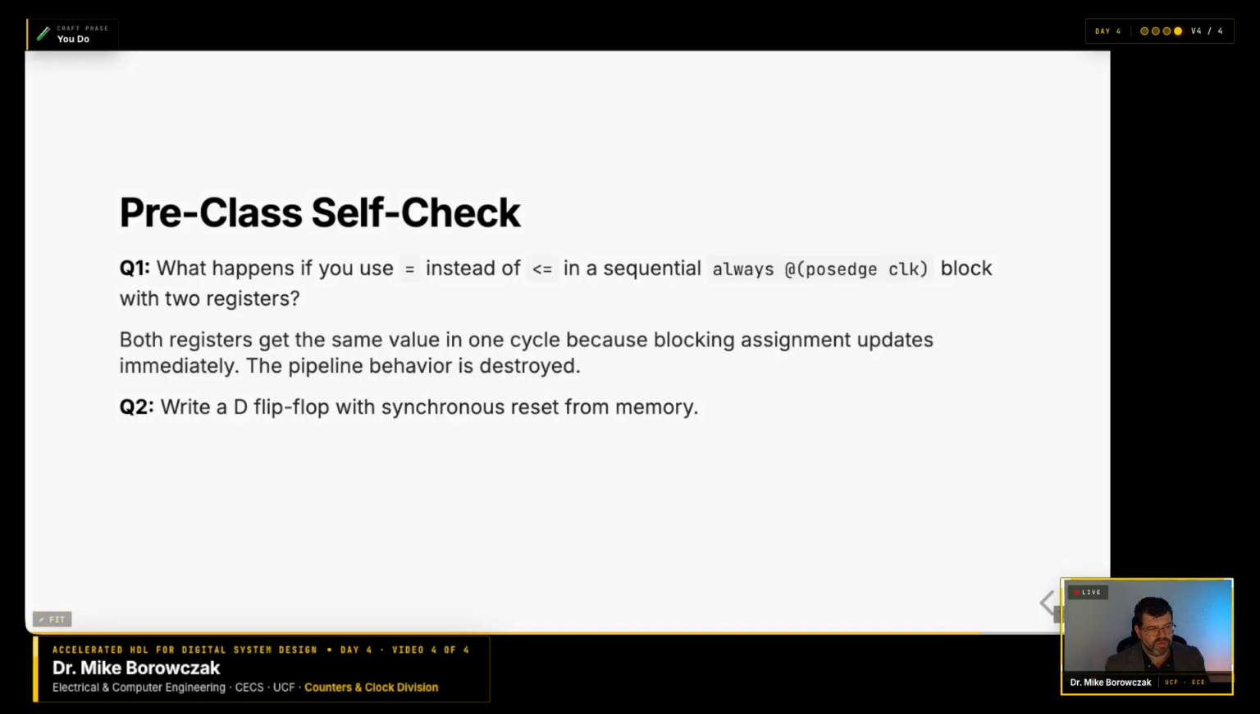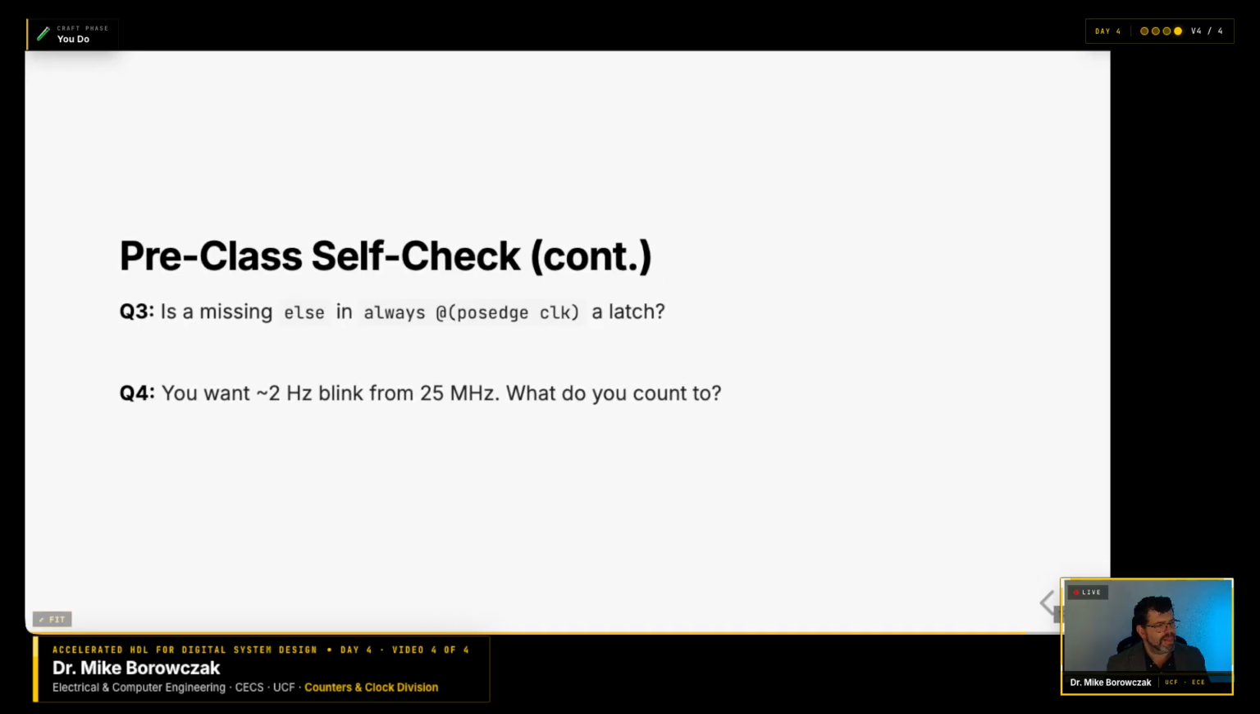All right, number 1, both registers would get the same value in 1 cycle. Right, the blocking assignment updates immediately, and the pipeline behavior gets destroyed. Saw a couple diagrams of those. All right, here's that D flip-flop. Essentially, you have if reset, set it to 0. Otherwise, set the output to the input. Again, those less than or equal signs should be split out there.